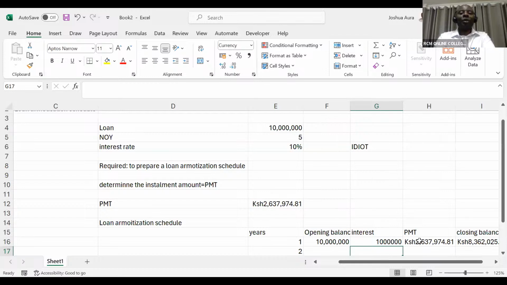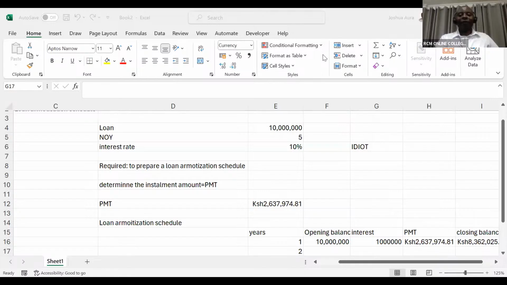I would want to know, ladies and gentlemen, whether there are students who have been able to reach where I have reached. Is there any student who has been able to reach where Mwalimu has reached? Year number one. Great. You guys are geniuses.